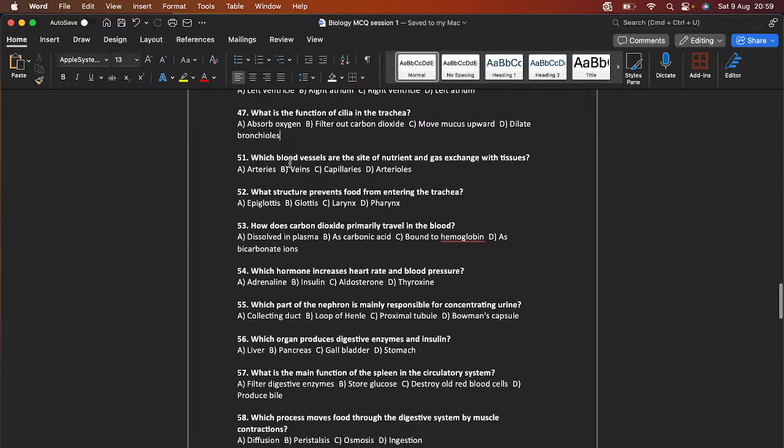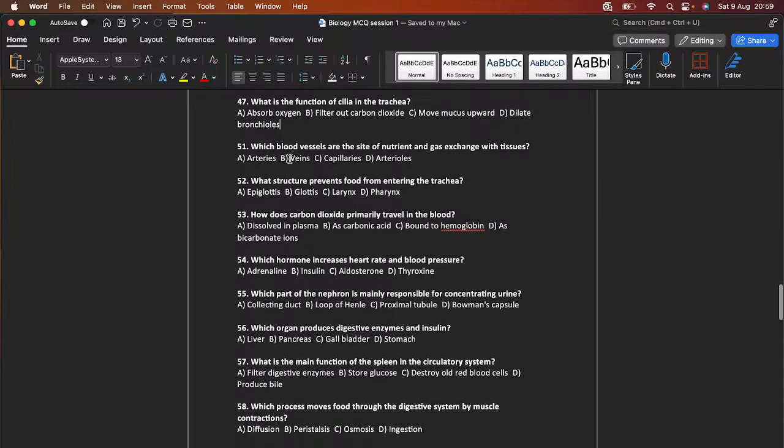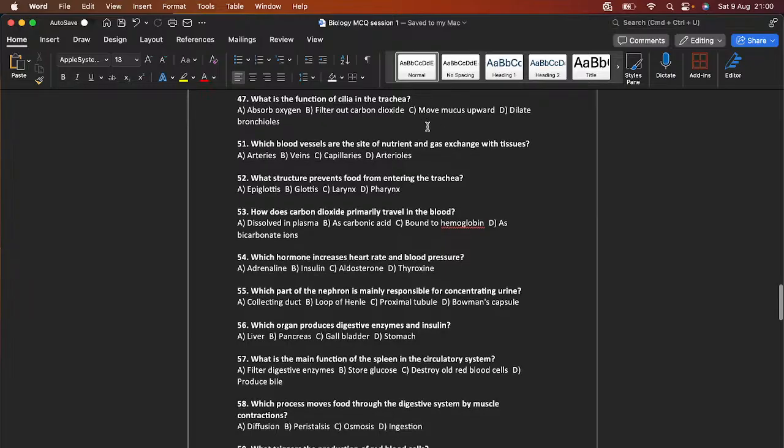What is the function of cilia in the trachea? So absorption of oxygen, filter out carbon dioxide, move mucus upward, or for the dilation of bronchioles. So cilia in the trachea basically move mucus upwards. Any mucus that is found in the trachea that might have dust or other particles has to be excreted. So the cilia are basically moving all of this mucus upwards, which then you're able to secrete out.